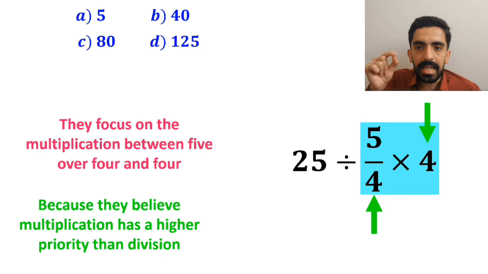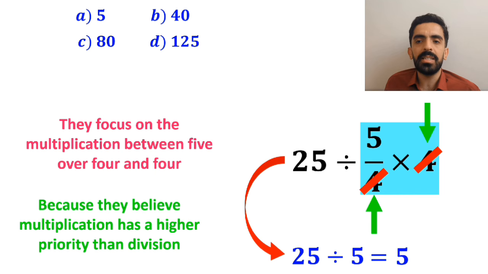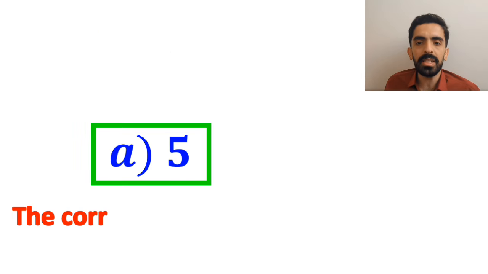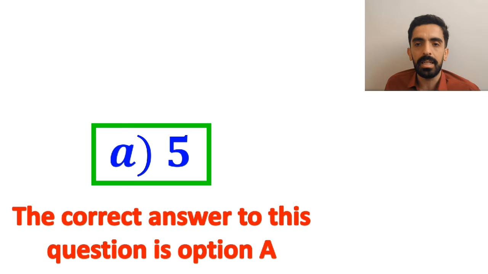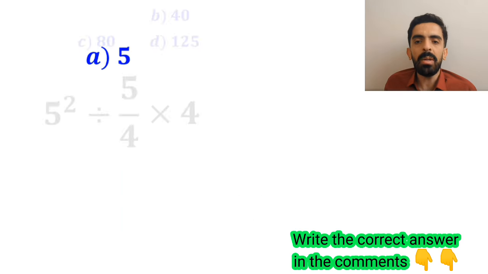As you can see in the image, they simply cancel out the 4's, and this expression simplifies to 25 divided by 5, which finally gives them the answer 5. And immediately, they conclude that the correct answer to this question is option A. But this answer is absolutely wrong. Now let's go step by step together and I will show you how we should solve this question properly.